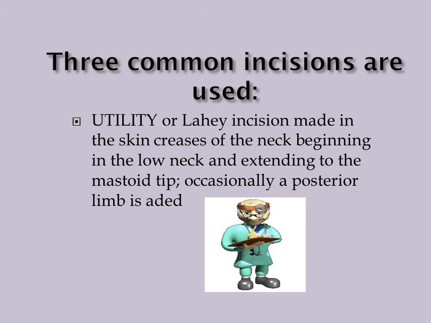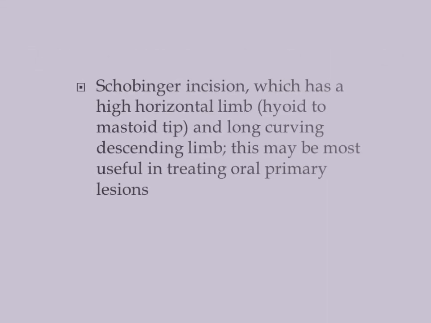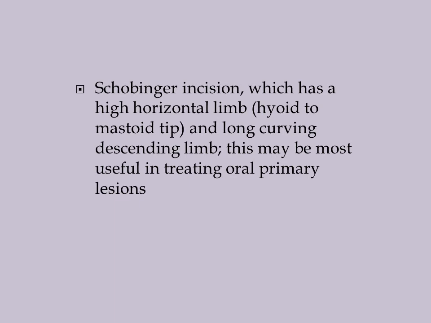Three common incisions are used. Utility or Leahy incision is made in the skin creases of the neck, beginning in the low neck and extending to the mastoid tip. Occasionally, a posterior limb is added. Schobinger incision has a high horizontal limb, up to the mastoid tip, and a long curving descending limb. This may be most useful in treating oral primary lesions.